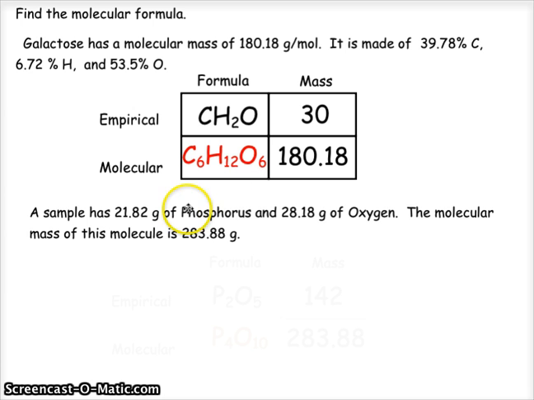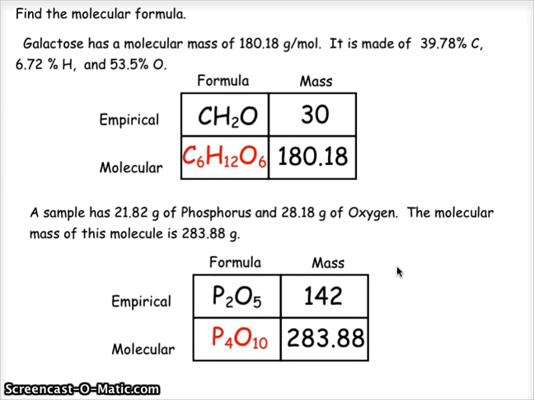Now the second problem is a sample of 21.82 grams of phosphorus and 28.18 grams of oxygen. In this case we weren't given percents, we were given the actual gram mass, so we're going to simply change grams to moles and find the empirical formula. When we do that, we get an empirical formula of P2O5, a mass of 142, and because our molecular mass in the question was 283.88, we know that 142 goes into 283.88 2 times. So we multiply P2 times 2 and get P4, O5 times 2 and we get O10.